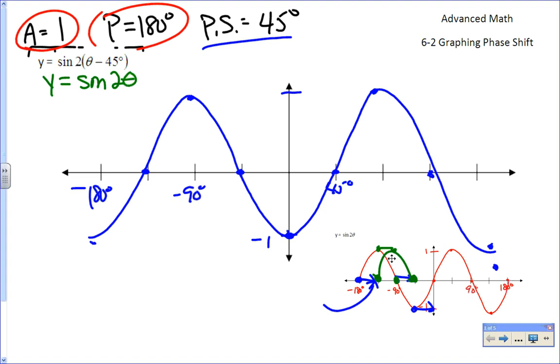There it is. There's the graph with a phase shift. The reason I want to show you both of them is you see basically down here, that's what phase shift does. It just moves it up and slides it over, one way or the other.